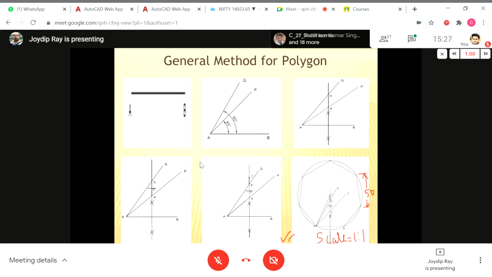Only this will stand out. These 7 sides, AB, BC, CD and all that, will stand out as your thick continuous line. Clear to all of you, students?